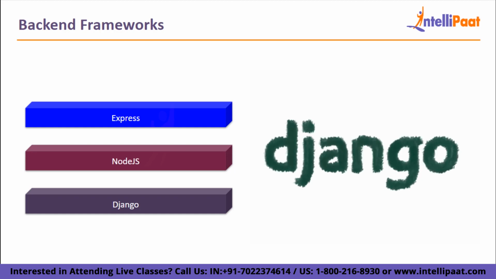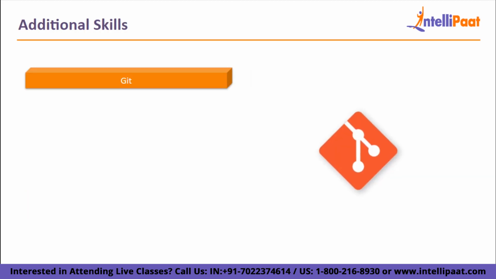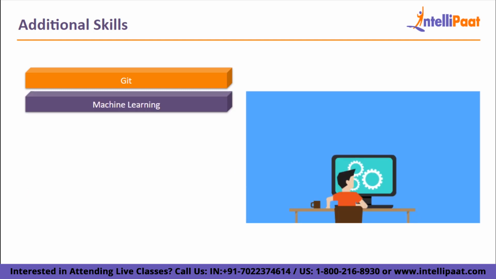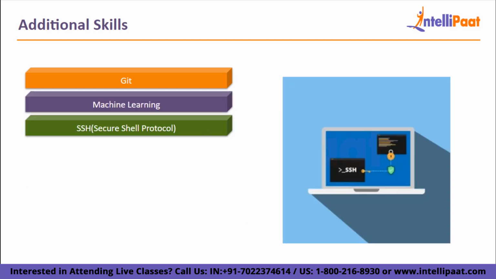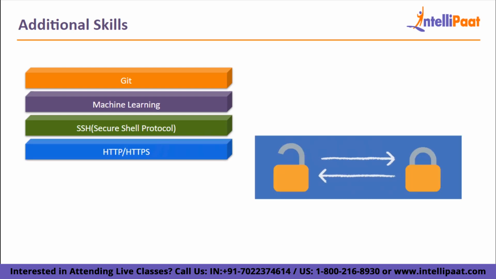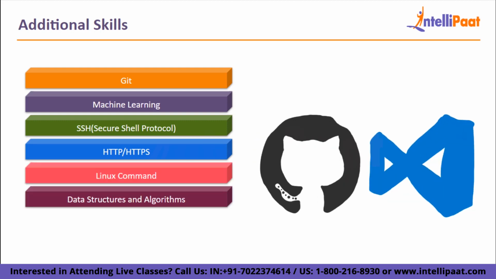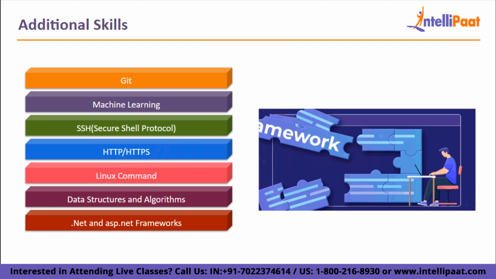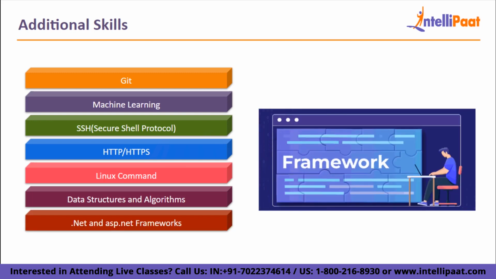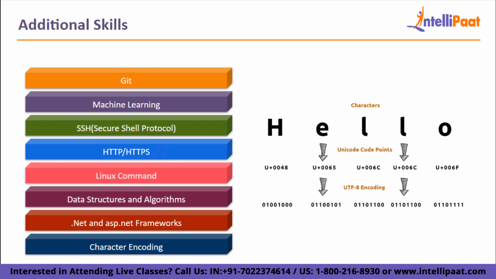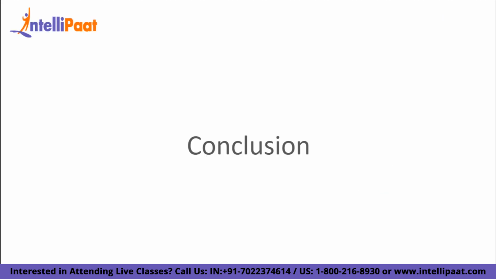Now let's take a look at some additional skills that you need for full-stack web development. Firstly, we'll have Git, then comes machine learning, after which we have SSH, that is Secure Shell Protocol, after which we have HTTP as well as HTTPS, then Linux command, data structures and algorithms, .NET and ASP.NET framework, and lastly, character encoding. With that, let's conclude.